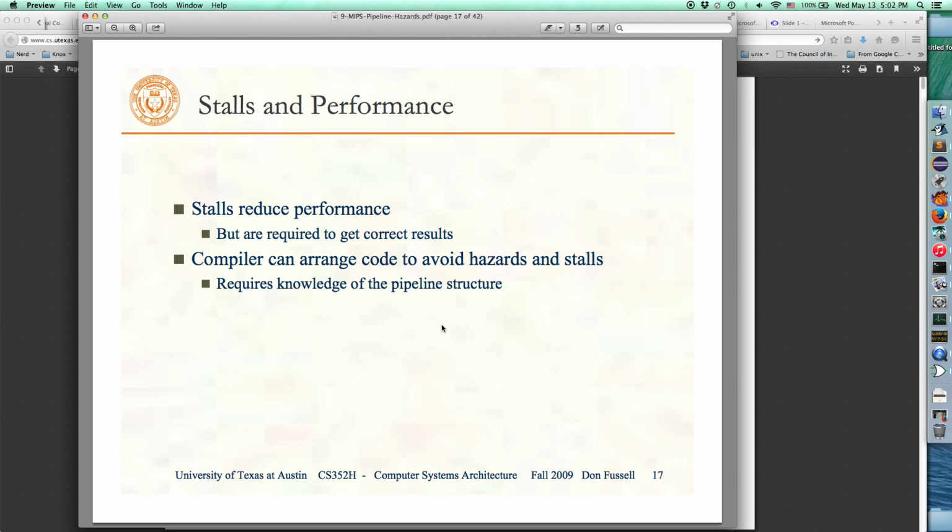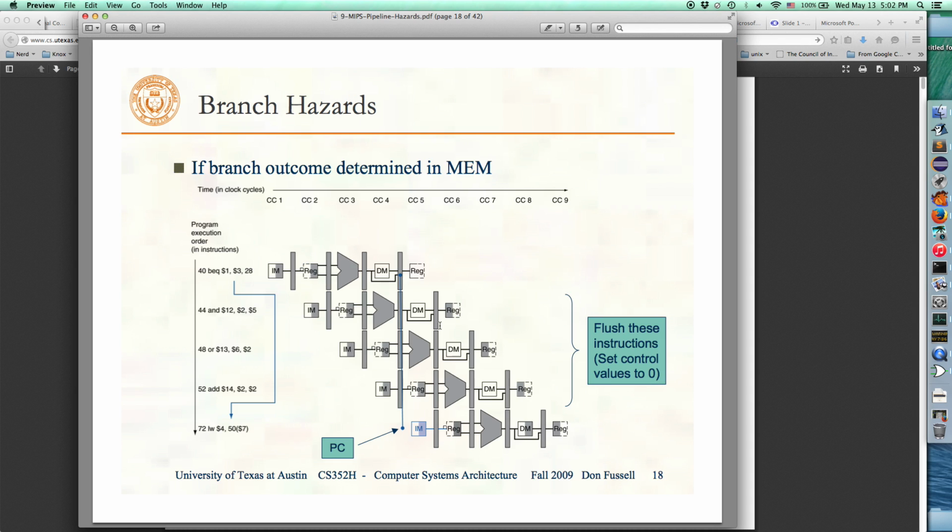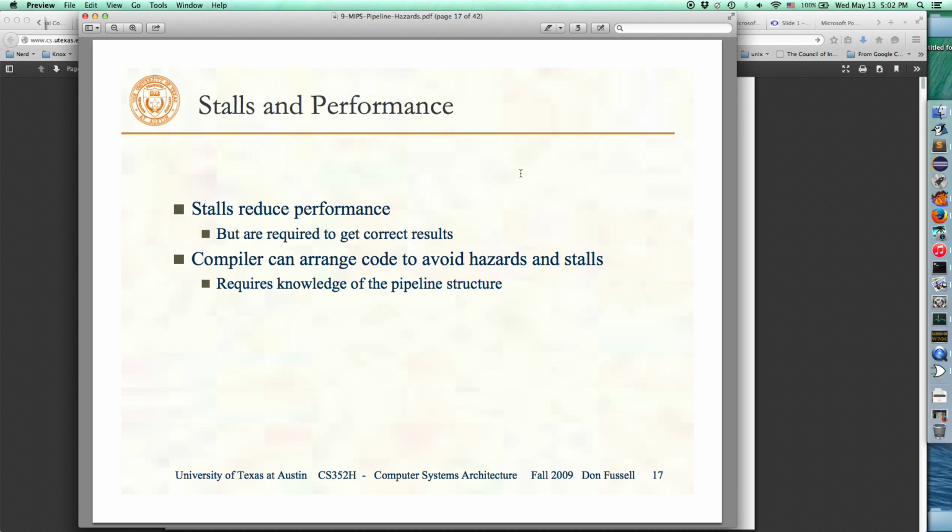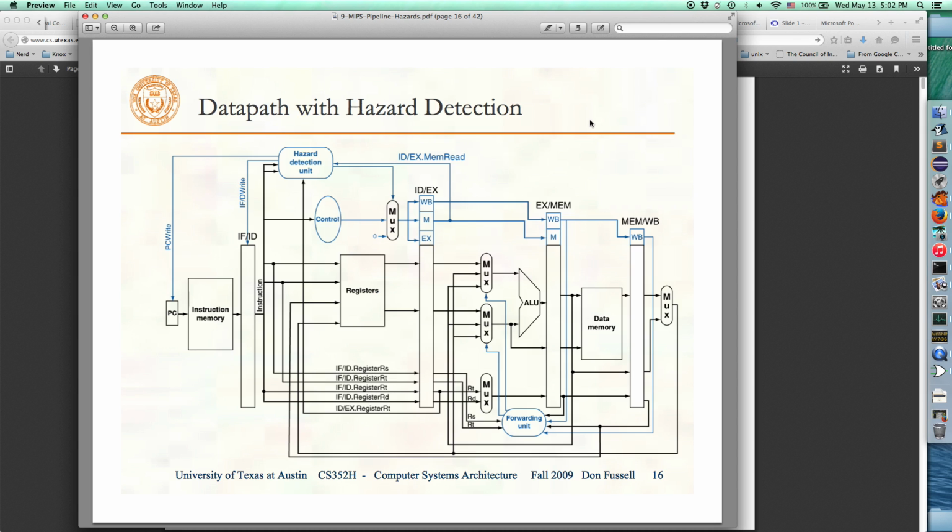Stalls actually reduce performance, but they're required to make things work. The compiler, if it knows about this with stalls, can try to rearrange the code. It can't guarantee it'll always rearrange the code, but it can try to reduce the number of stalls. And I think what we have next are branch hazards, which we're not really going to get into. So that's all I've got. We're going to go ahead and implement this in Logisim.